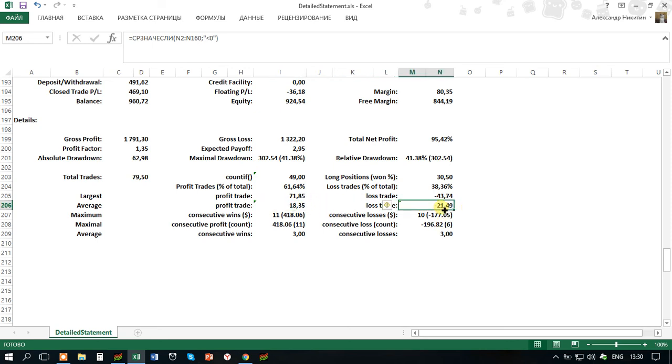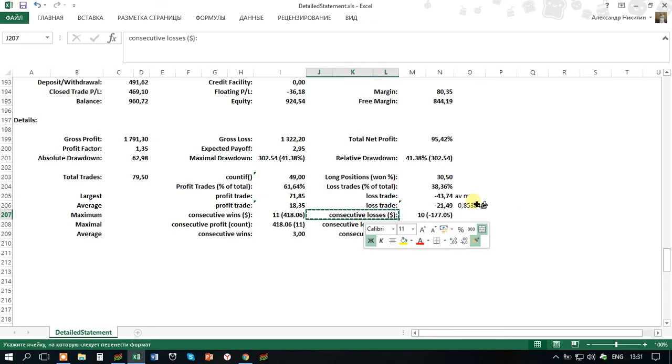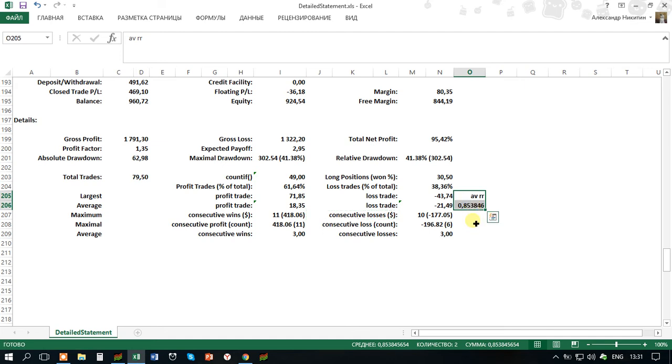I will show you the Kelly percentage calculation, and you will see if your strategy is showing good performance or not. Average risk reward equals this divided by negative this, because I don't want it to be negative. So 0.85 is my average risk reward. Slightly less than I had in my backtesting. Well, sometimes it happens.